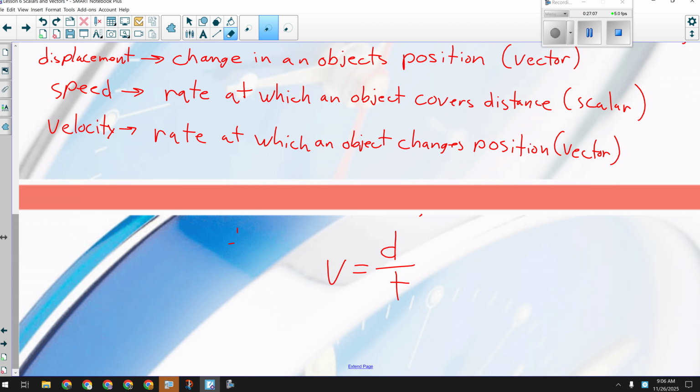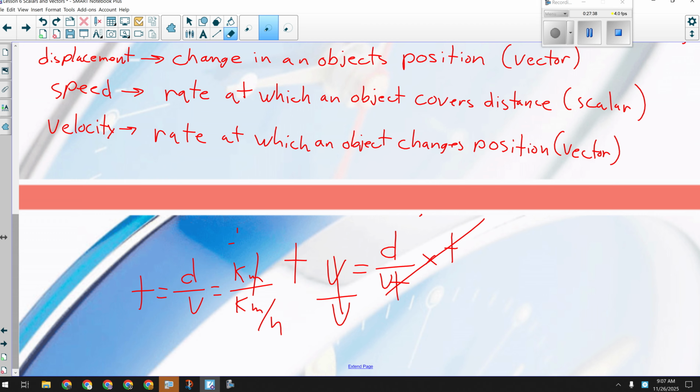So what I do is I start the same way we started the last one. I multiply both sides by T. Now T is on the top. Now what do I do with V? Divide it over to the other side. Okay, so I'm going to have that T will equal D over V. Do a unit check. Kilometers divided by kilometers per hour. Kilometers cancel, I'm left with hours. I did it right.